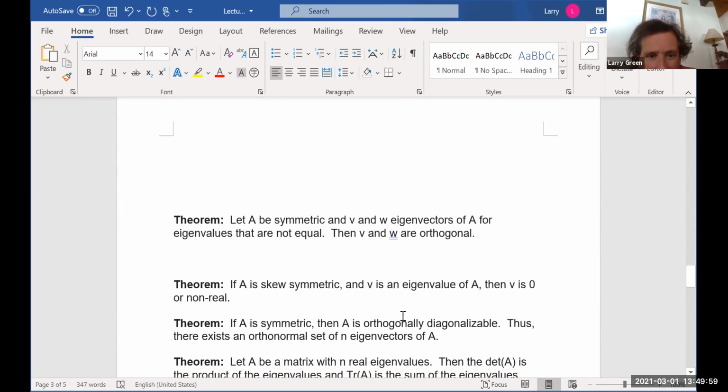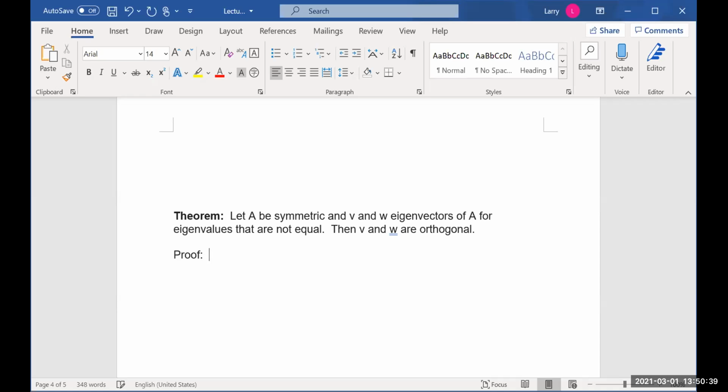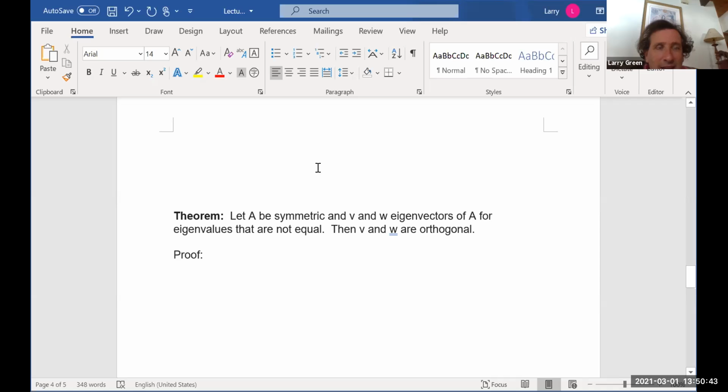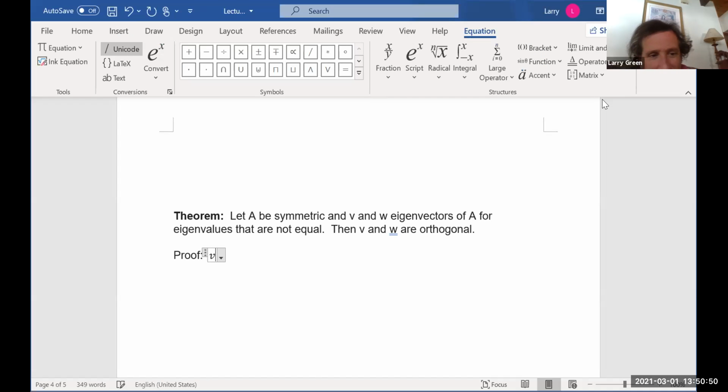A lot of theorems today. Okay, so this is a big theorem here, probably the biggest theorem of the day: let A be symmetric and V and W be eigenvectors of A for eigenvalues that are not equal to each other, then V and W are orthogonal. Okay, that's a big deal. All right, well, how do we show that? We dot them and hope to get 0. So let's do that. We're going to take V dotted with W.